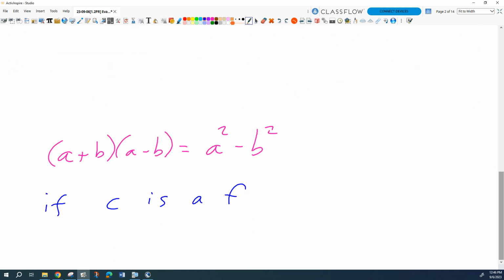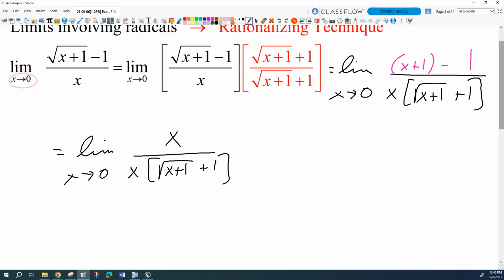If c is a 0, then x minus c is a factor. Remember our factor theorem when we were dealing with polynomial stuff back in Honors Algebra 2? Well, that's kind of what we're doing here, right? As x approaches 0, what's going to be the factor that goes with that? X minus 0, right? Just like if x were approaching 2, the factor that we would have to cancel would be x minus 2, right? Does that make sense? Okay.